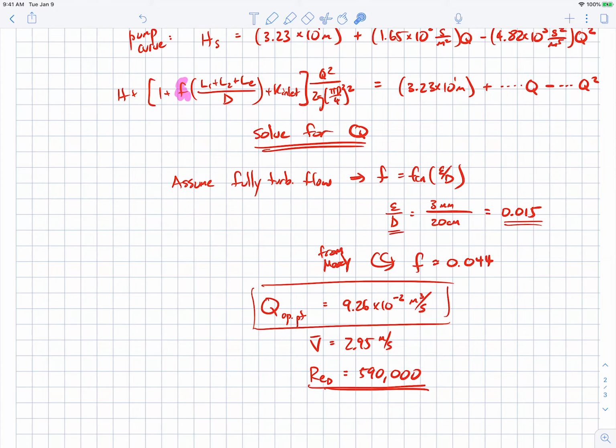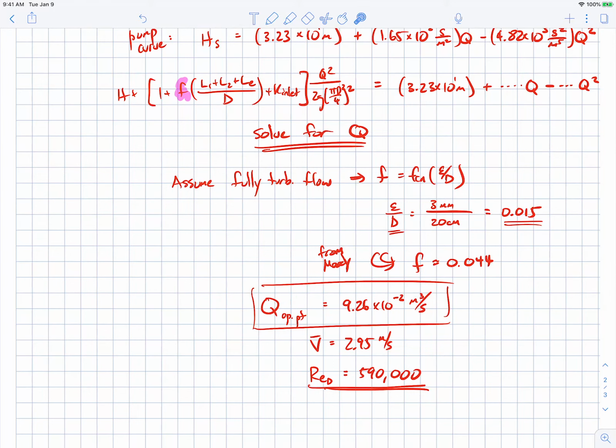If this Reynolds number was less than 60,000, then in that case we would have to do some iteration. We would end up having to iterate to solve for Q in this equation, where we would take into account the velocity dependence on the friction factor. So that's outside the scope of this problem, but we would have to do an iterative approach to solve for Q in that case. Okay, fortunately we don't have to do that, so we'll go ahead and continue on.